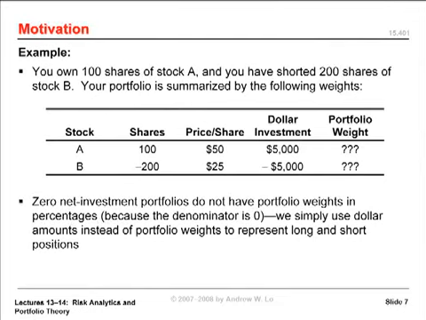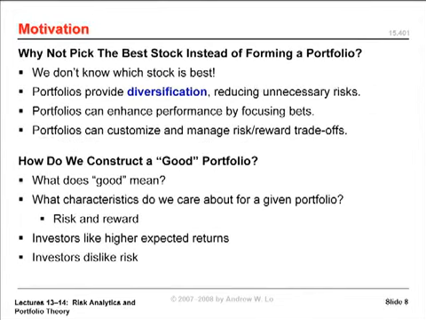Here's another example where you've got a zero net investment strategy. You can work that out for yourself. This is a little bit trickier because the portfolio weights now add up to 0. You've got to think a little bit about what it means to have portfolio weights at all. So I'll leave that for you to look at. That's something that, as I said, we won't cover in this course in great detail.